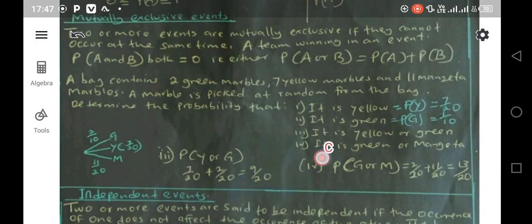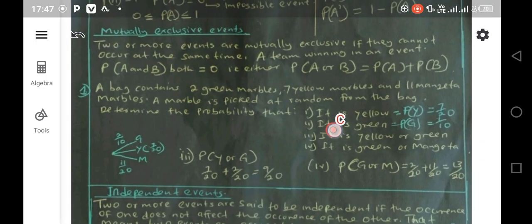Now let's go to the probability that it is green or magenta. The probability of green or magenta is going to be the probability of picking green, 2 over 20, plus the probability of picking 1 magenta, 11 over 20. Whenever you add, you get 13 over 20. So that one tells us that 2 or more events are mutually exclusive if they cannot occur at the same time.